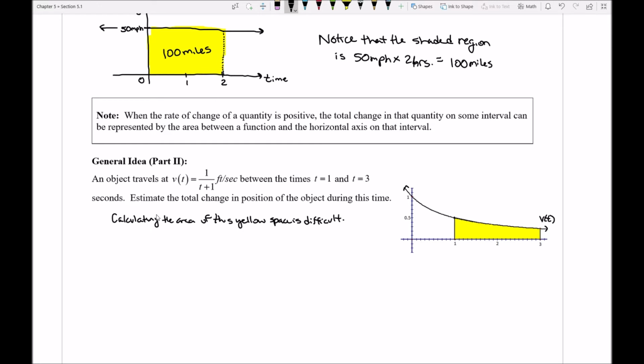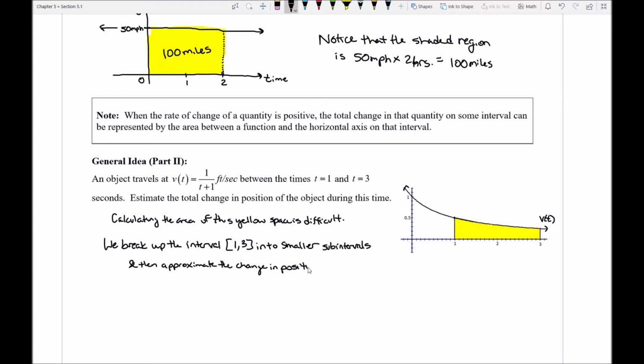But here's what I'm going to do to slowly tackle this problem. I'll say that we can break up the interval of 1 to 3 into smaller subintervals, and then approximate the change in position on each interval using the area of a rectangle.